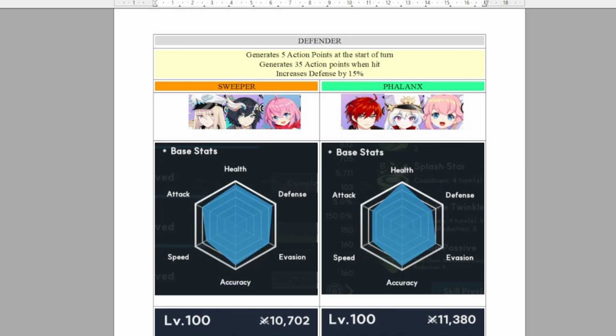So the next class we talk about is the Defender. The Defender generates 5 action points at the start of turn. They also generate 35 action points when hit, and the initial defense of each defender is increased by 15%. You can see as sweepers, for example, are Veronica, Sterope and Narukang. Phalanx are Leo, Christina and Honeyball.